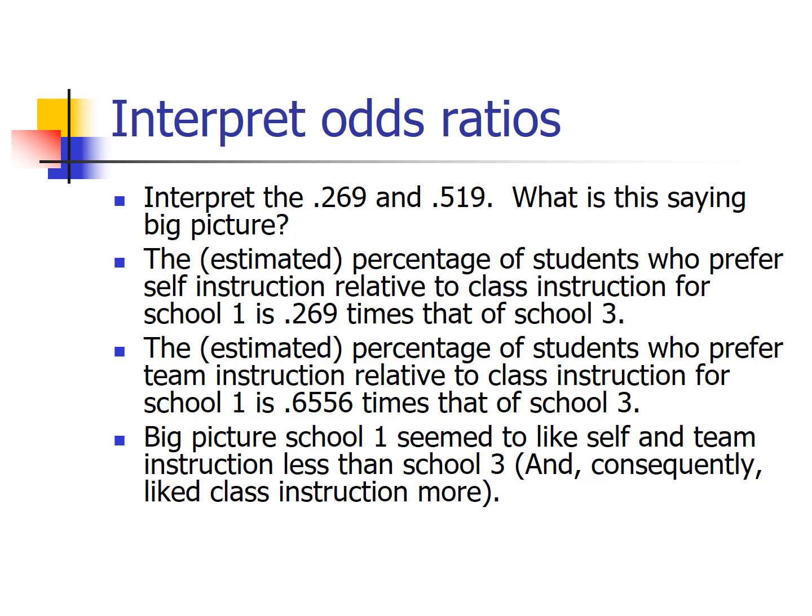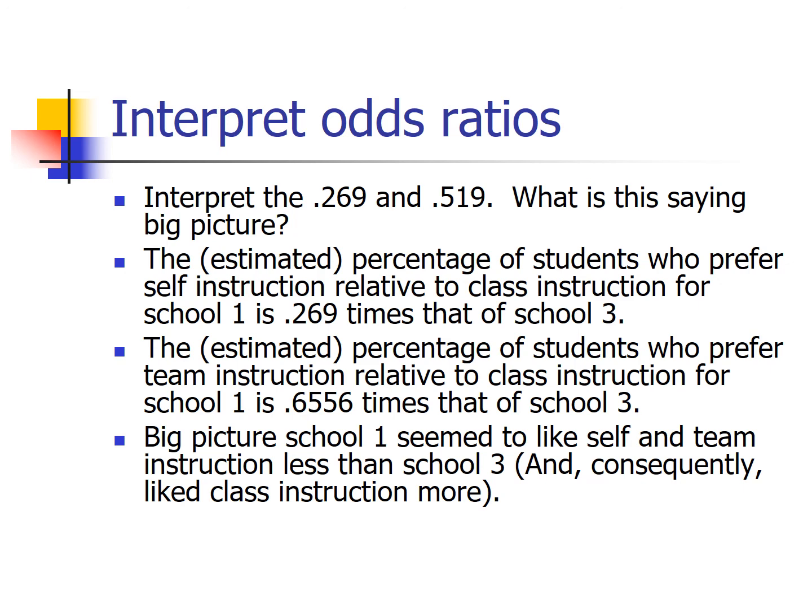And then the same idea: the estimated percentage of students who prefer team instruction relative to class for school 1 is 0.519 times that of school 3. So there's a lot going on there, right? We are comparing school 1 and 3, we're also comparing self to class, and then we also have to compare team to class. It is a lot to digest.